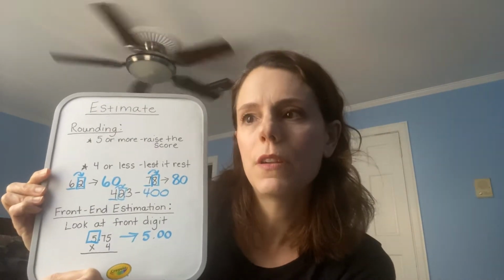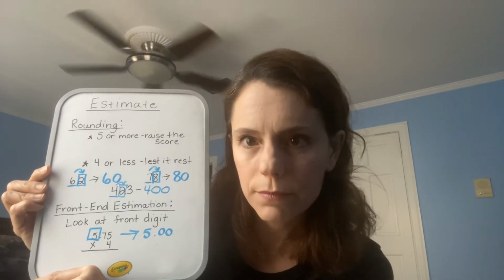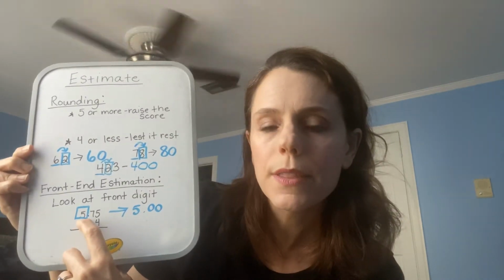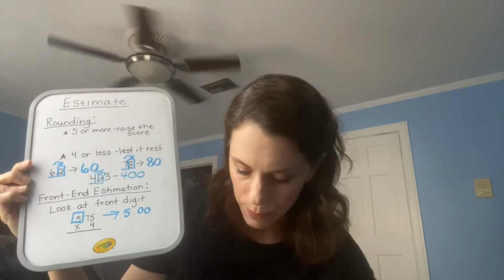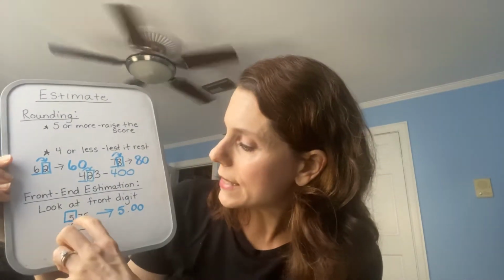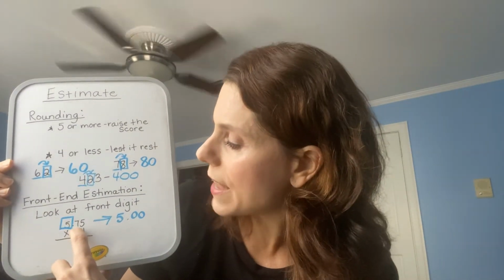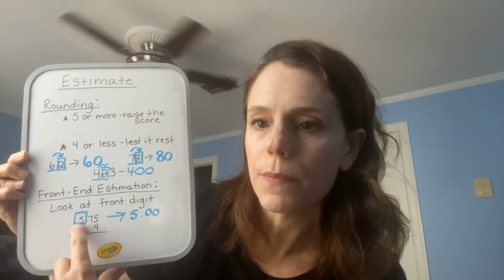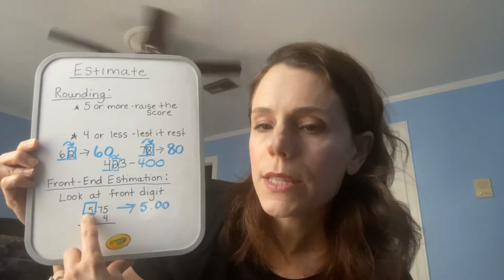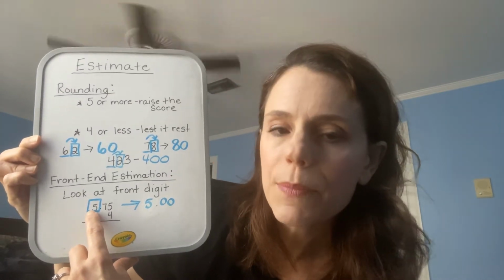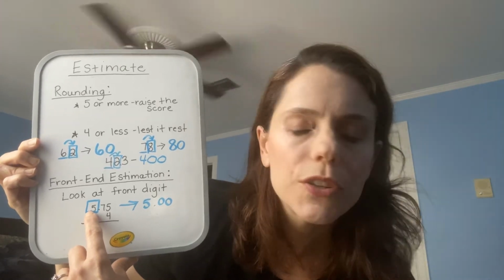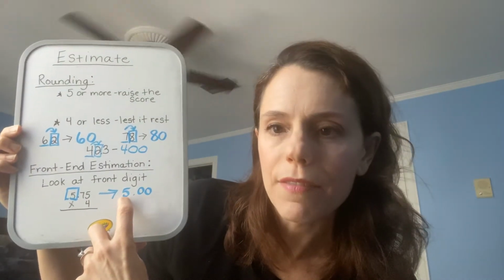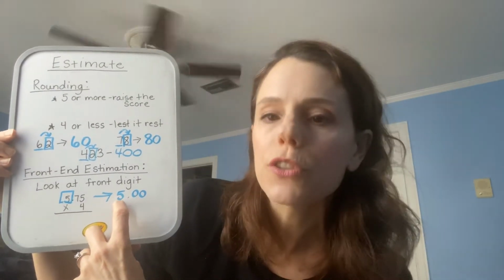Front-end estimation, you're not doing any rounding. You are going to look at the front digit, and that's the number that you're going to use. So there's an example in the book that says $5.75 times 400. You're going to use front-end estimation for the first number. So because the first digit, this hundreds place, is a 5, you're going to keep the number a 5. You're not rounding up. You're not letting it rest. You're not looking at the other digit. It's just going to stay a 5. So front-end estimation, you just look at the first number.